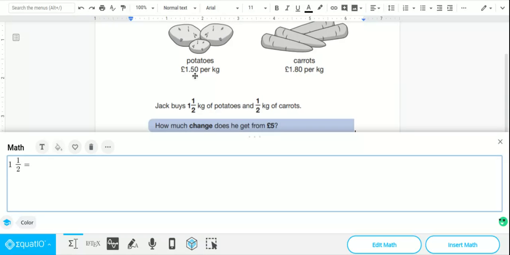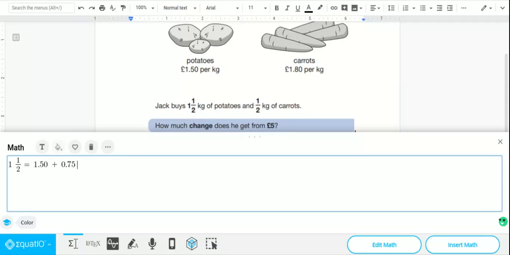So one of these is £1.50. Straightforward. And now I need 1/2 of that as well. So half of £1.50 is 75p. Now, when you write it down, you have to write it like this, because it's pennies and these are pounds, £1.50. So £0.75. So I need one of these and 1/2 of that.